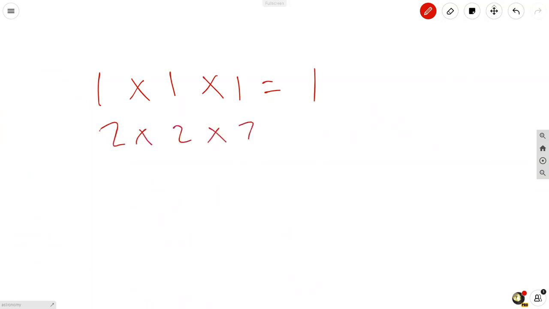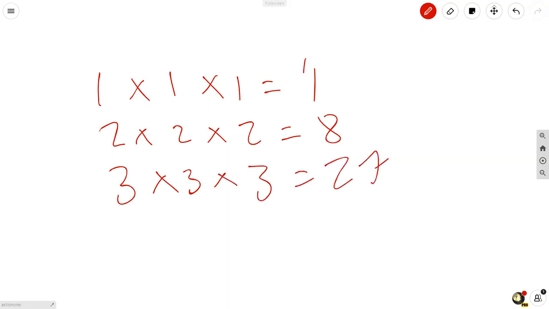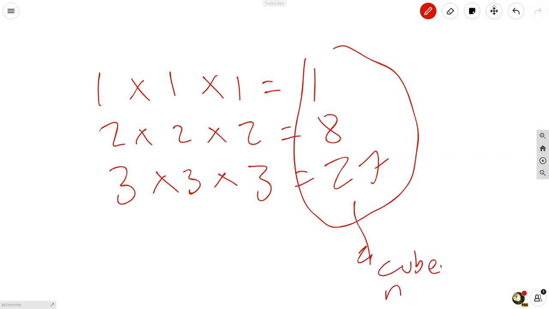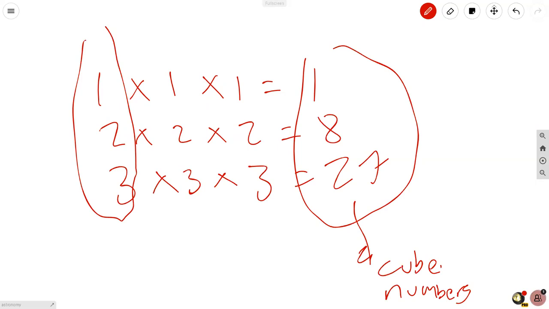Okay, so next, after a square number, we have cube numbers. So 1 times 1 times 1 is 1. What about 2 times 2 times 2? 8. Yes, Asad. 27. So we call all of these cube numbers. And what do we call all of these numbers? Well done, Tayami. What do we call all of those numbers to the left?